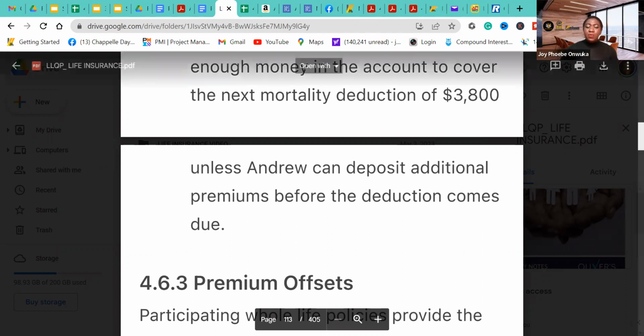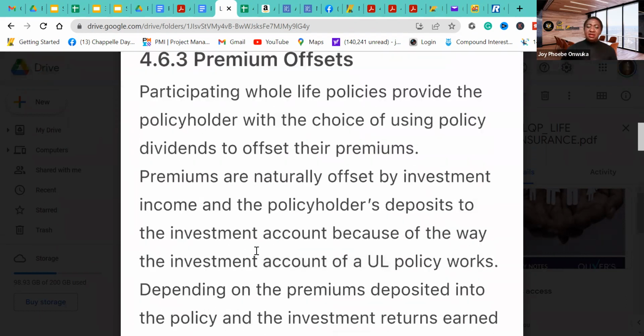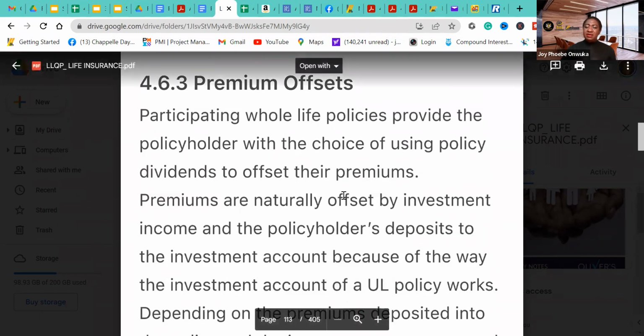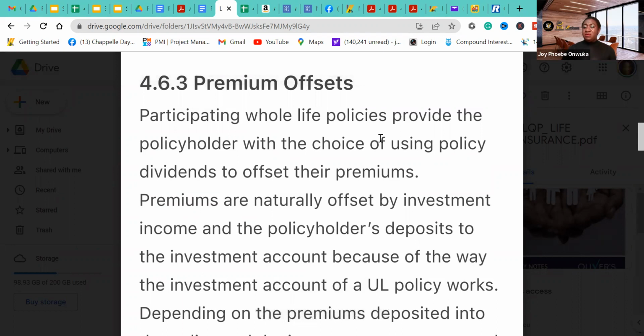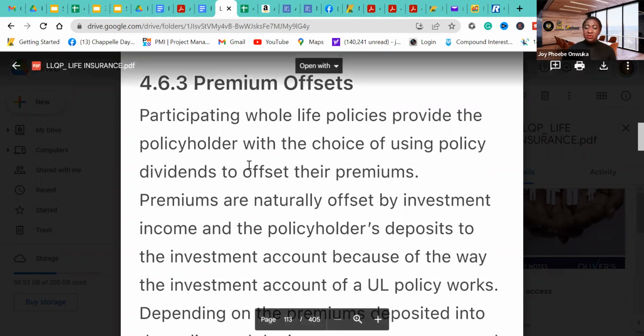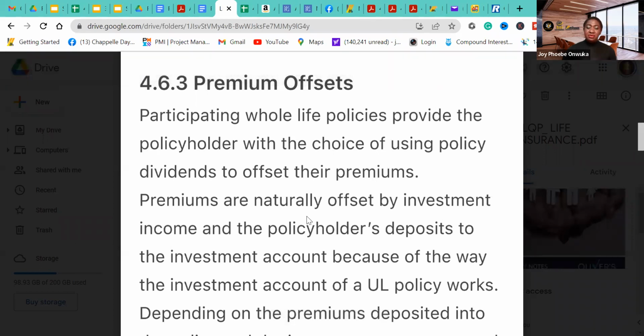Anyways. All right, premium offset. A participating whole life policy provides the policyholder with the choice of using policy dividends to offset their premiums.